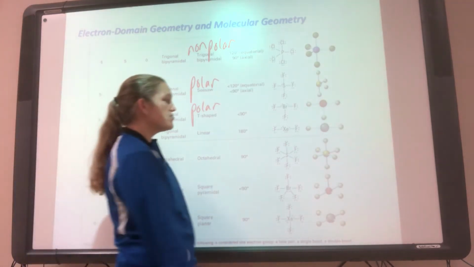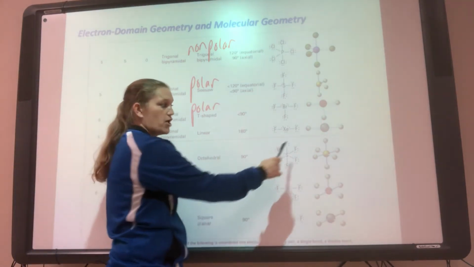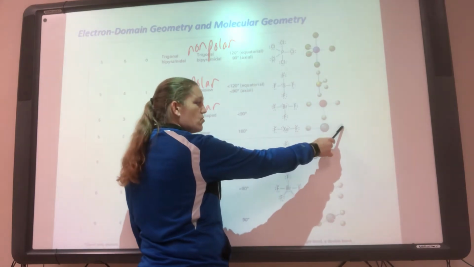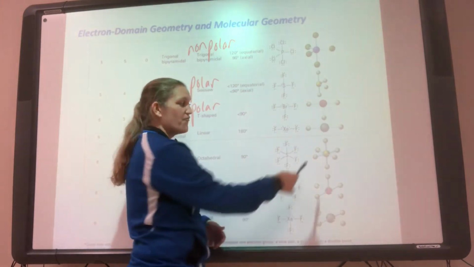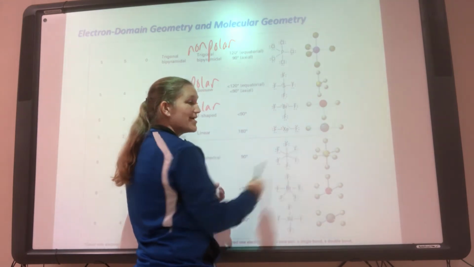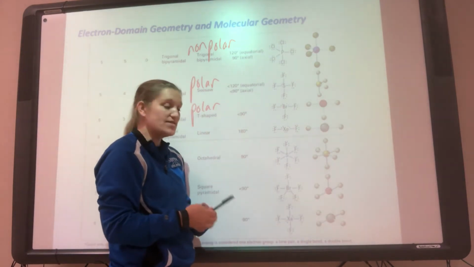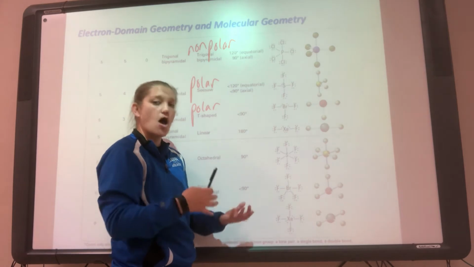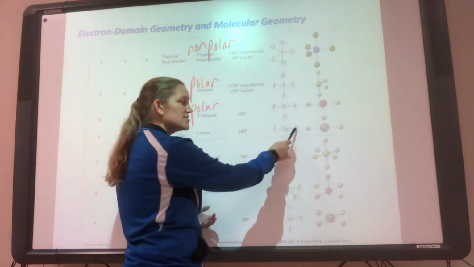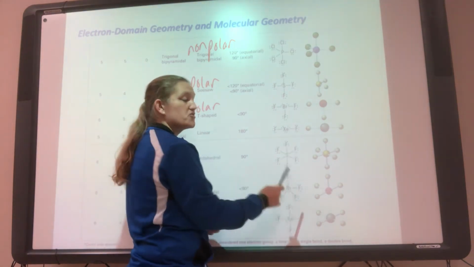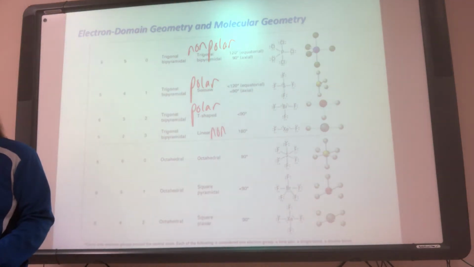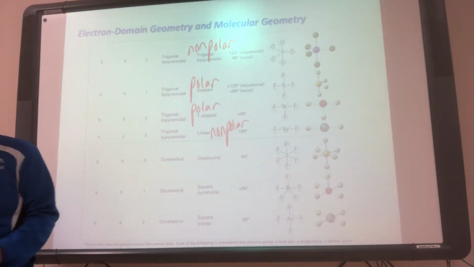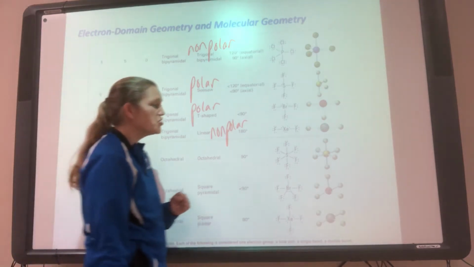All right, this one is linear. We already talked about linear. He pulls, they're both pulling, so it's going to cancel out. And so if it cancels out, that means he doesn't go anywhere. And so if he does not move, he is non-polar. Unless I change these two elements so that they're not the same, it's going to be non-polar.